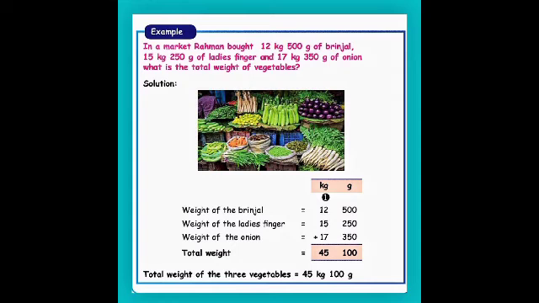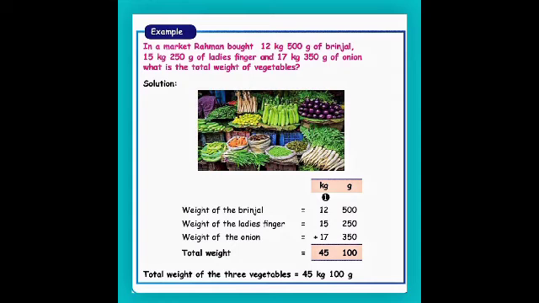Next is lady's finger. So weight of the lady's finger is equal to 15 kg 250 gram. The next one is onion. So weight of the onion is equal to 17 kg 350 gram. We want to add all the three weights. We'll start with gram.